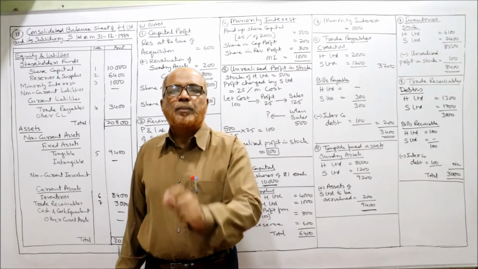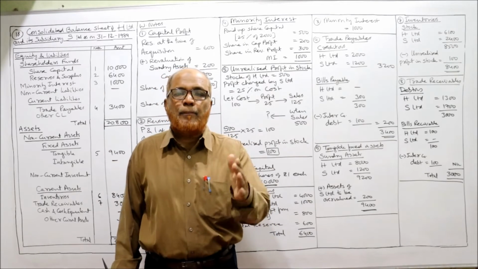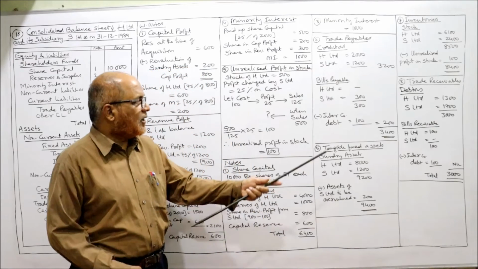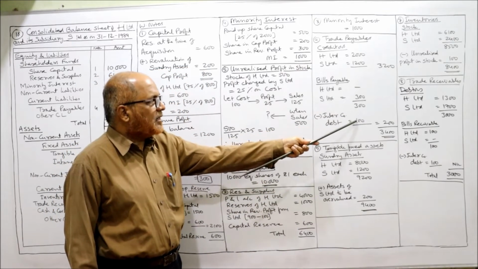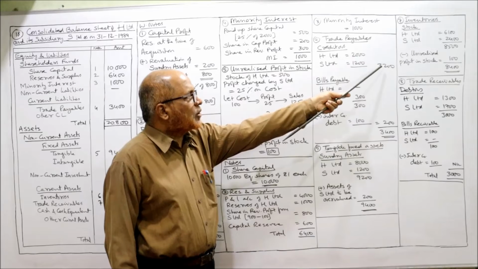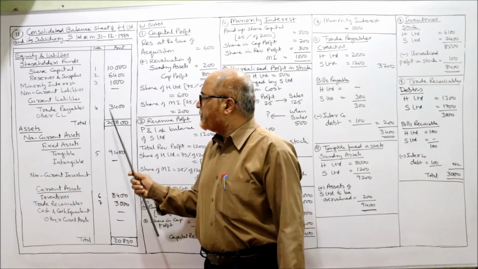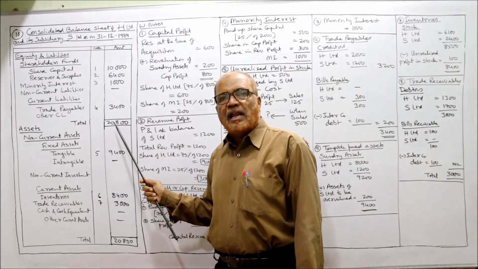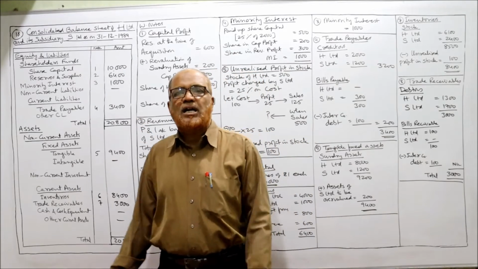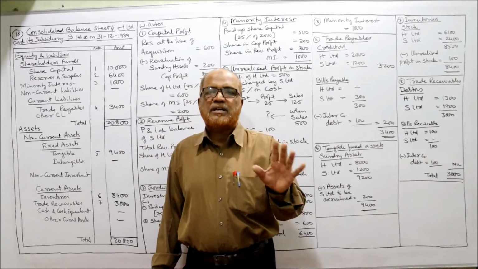So only 100 rupees we have to deduct intercompany debt. So 100 rupees we have deducted. 300 minus 100, 200. Now take the total 3,200 plus 200, 3,400 is the trade payable. Take the total of the liability side, 20,800 is the total of the liability, capital and liability.